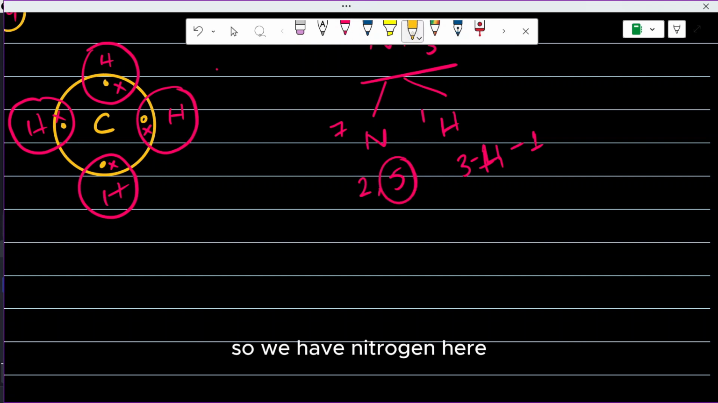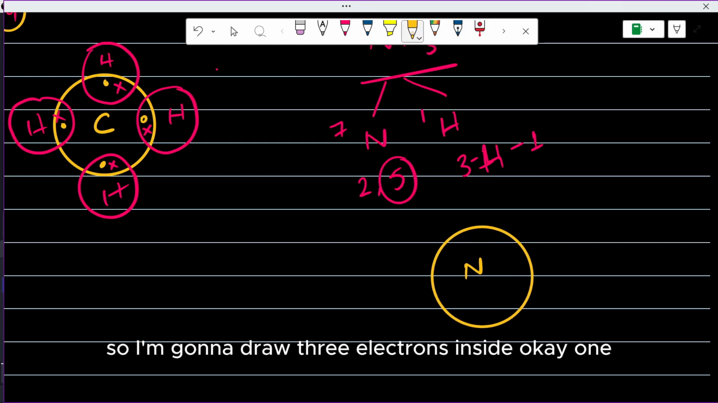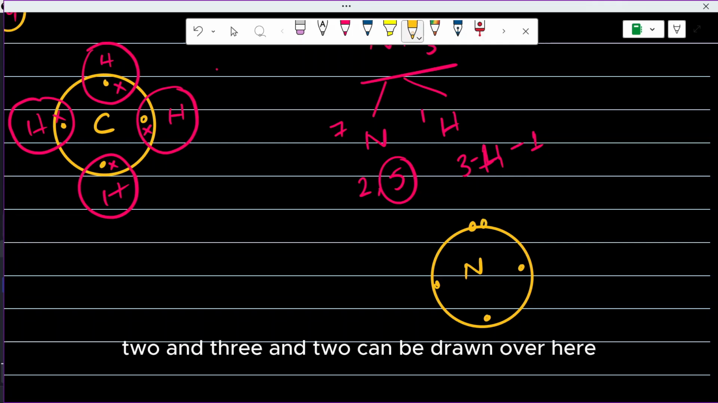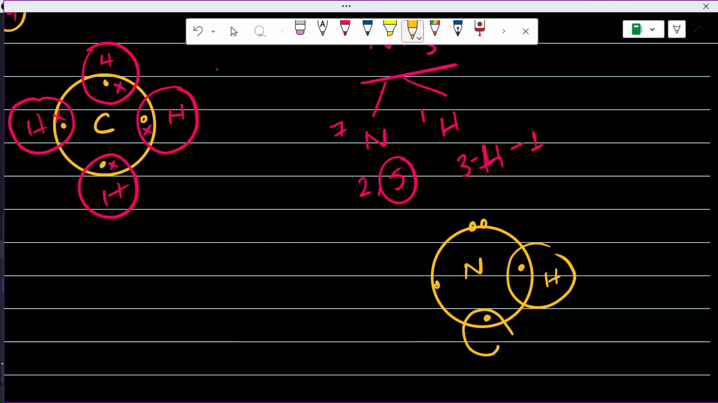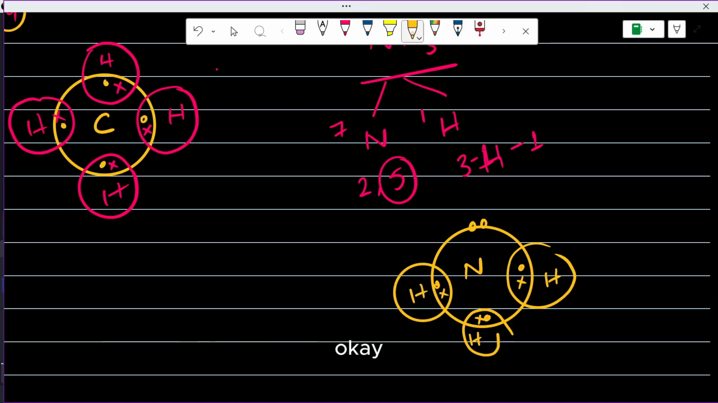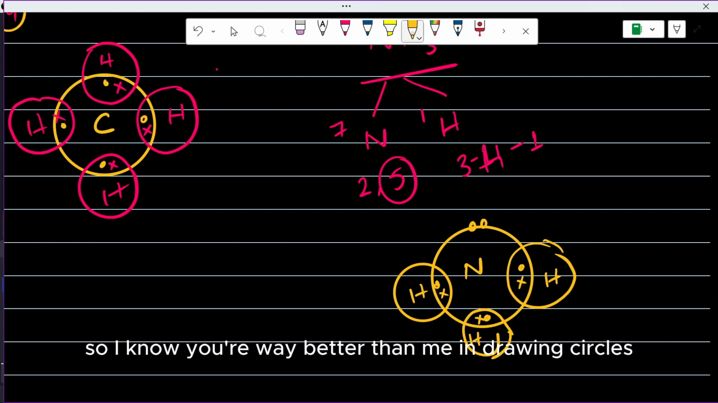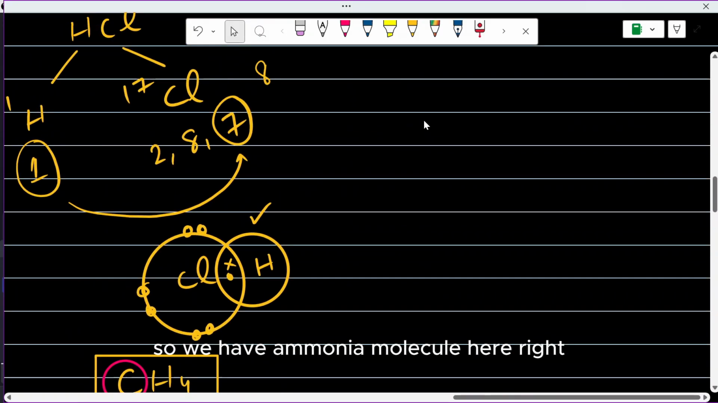So we have nitrogen here with the 5 electrons in total, and it will be sharing 3 electrons. So I'm going to draw 3 electrons inside. Okay, 1, 2, and 3, and 2 can be drawn over here. So 3 hydrogens. So we have 1 hydrogen here, we have the second one here, and we have the third one here. Okay, so we have 3 different hydrogen atoms with the cross. Okay, so I know you're way better than me in drawing circles. I'm not good at drawing circles. Okay, so we have ammonia molecule here, right?